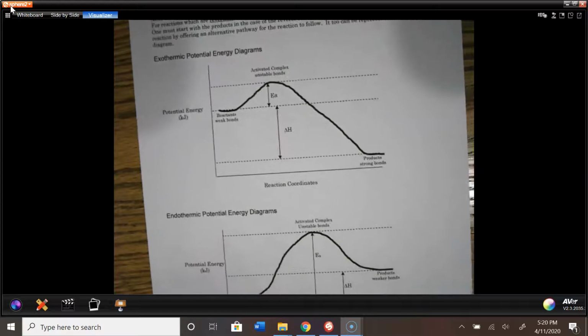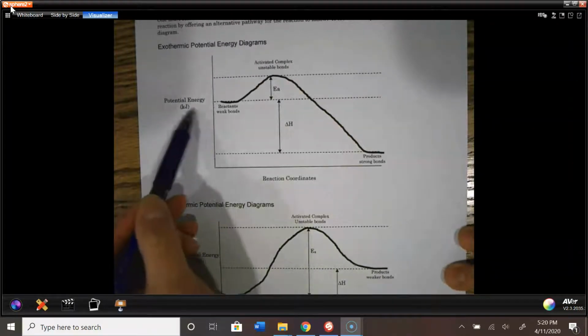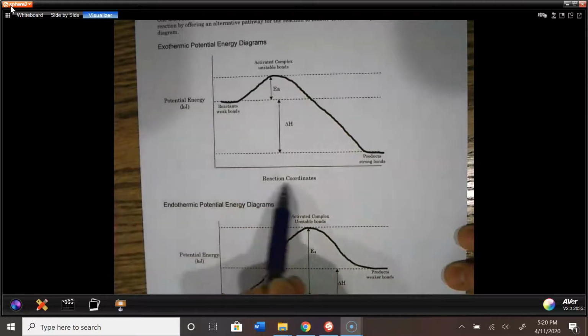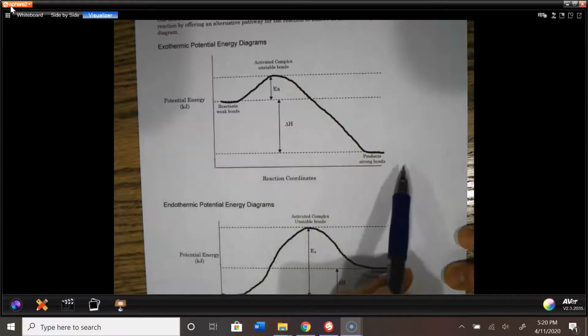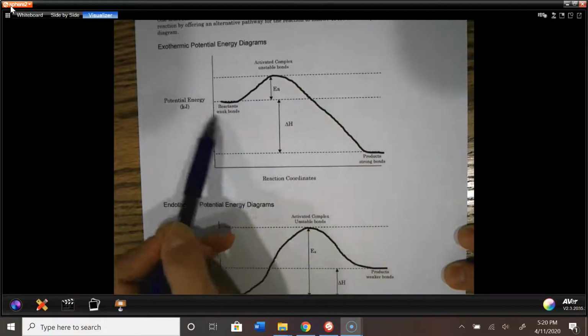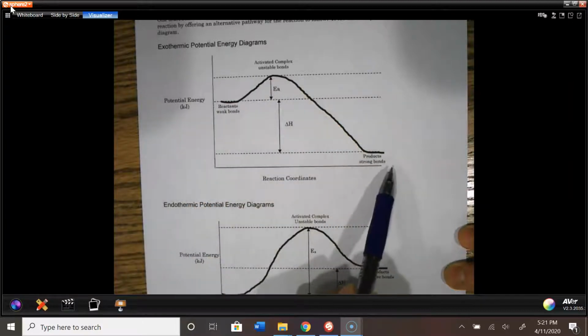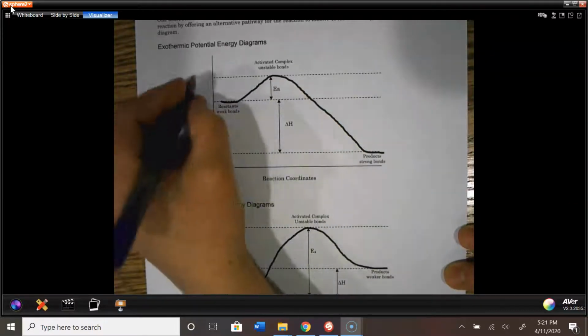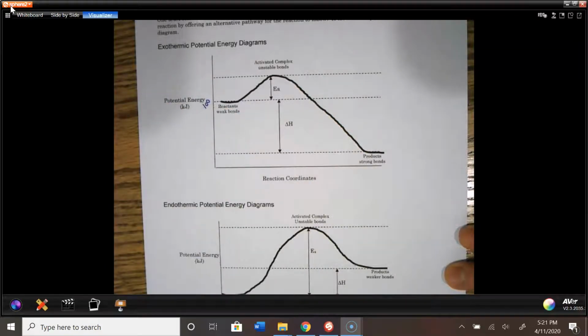So let's start with the exothermic potential energy diagram. So notice that the axes, you've got energy on the y-axis, you've got the reaction coordinates on the x-axis. So that's really just a version of time. So you always start off with reactants, you move through the activated complex to the products. So let's just say that our reactants are starting off with 100 kilojoules here.